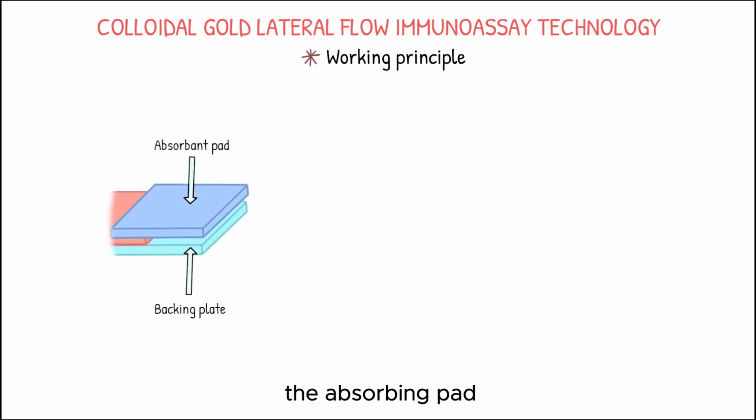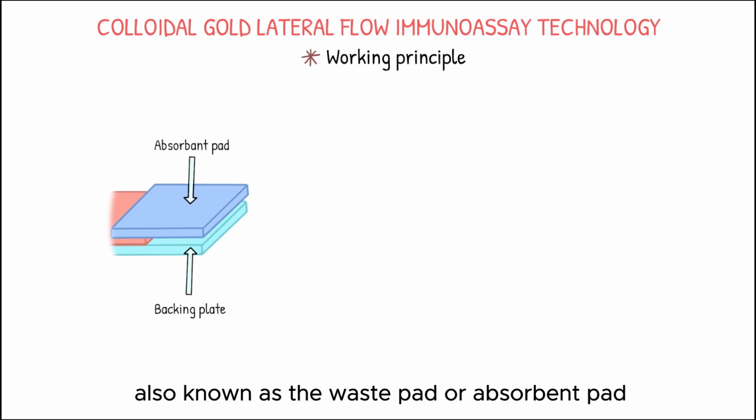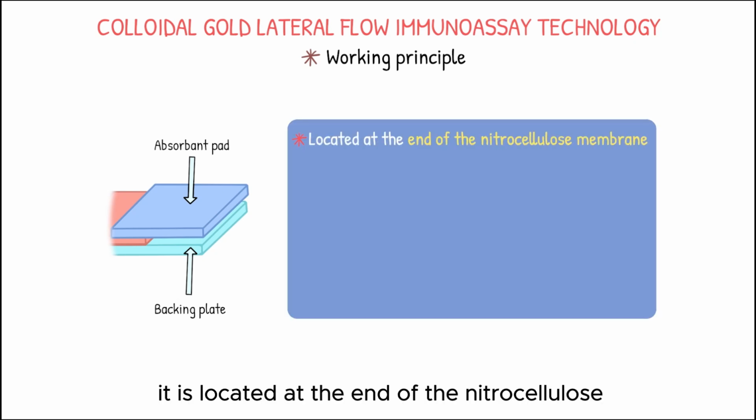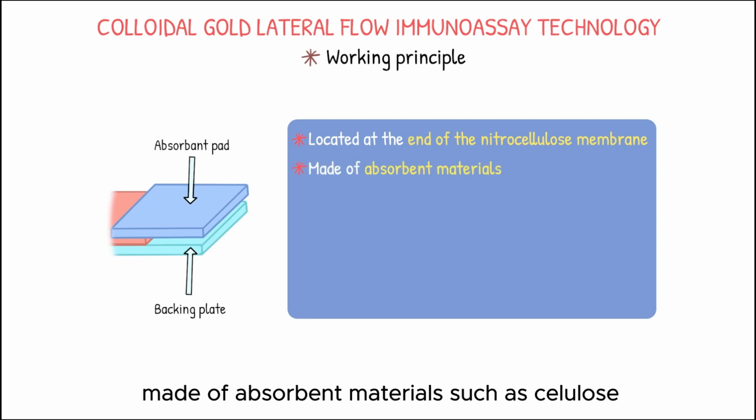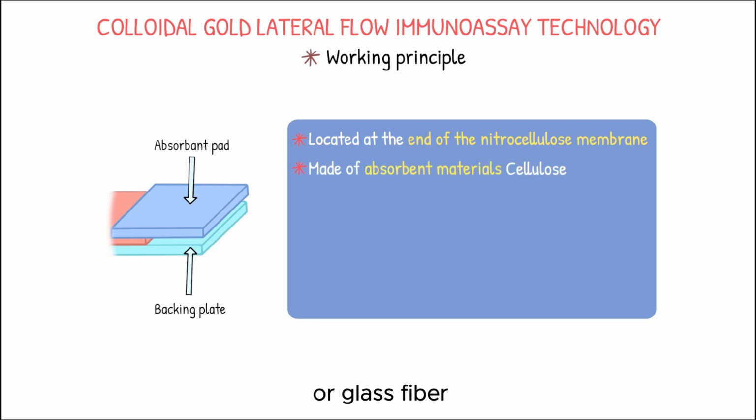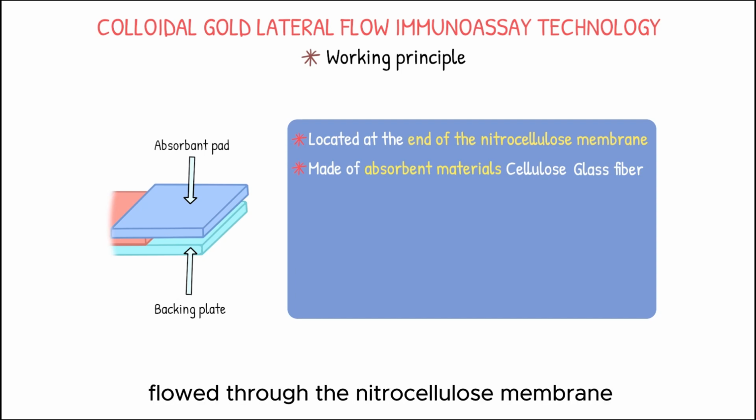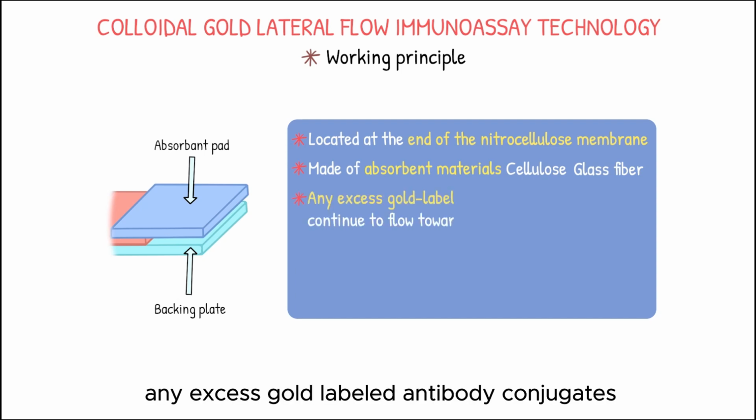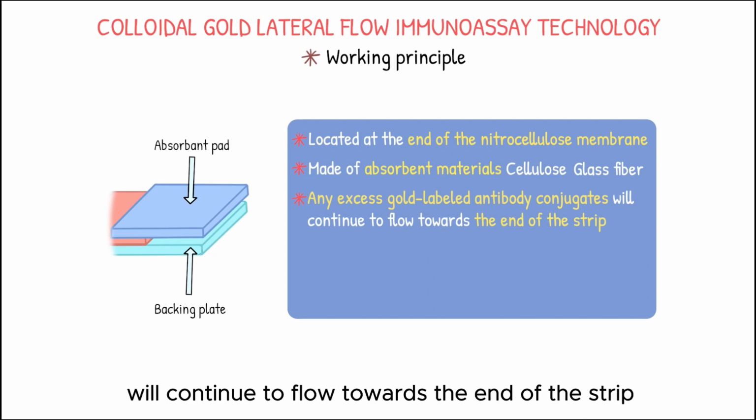The absorbing pad, also known as the waste pad or absorbent pad, is the final component of the test strip in colloidal gold lateral flow immunoassay technology. It is located at the end of the nitrocellulose membrane and is typically made of absorbent materials such as cellulose or glass fiber. After the sample has flowed through the nitrocellulose membrane and the C line has formed, any excess gold-labeled antibody conjugates will continue to flow towards the end of the strip.